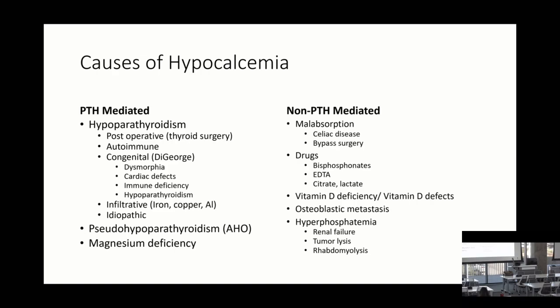And then there's hyperphosphatemia, because calcium and phosphate tend to bind. So if you have very high phosphate levels, like in renal failure or tumor lysis, when you have a cancer that is breaking down, or rhabdomyolysis, muscle breakdown, you can have complexing of calcium with phosphate that leads to low calcium levels.